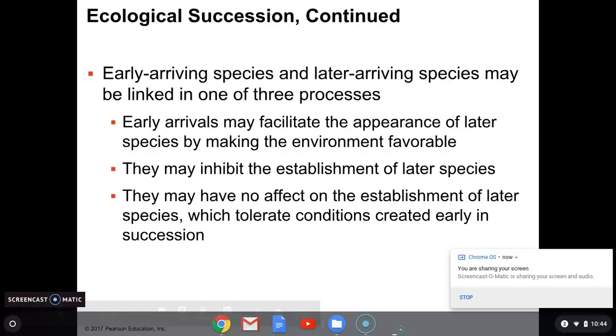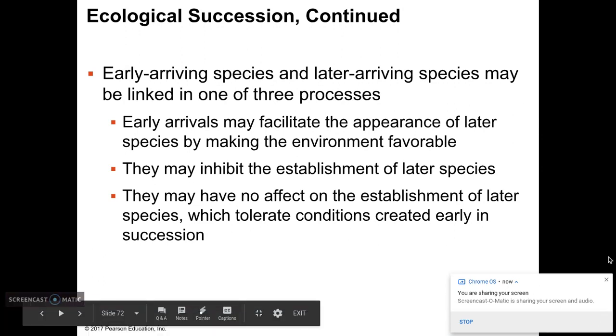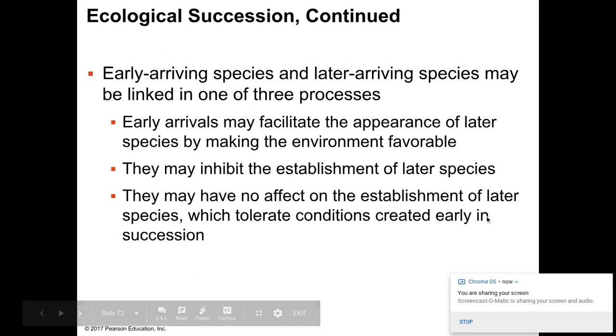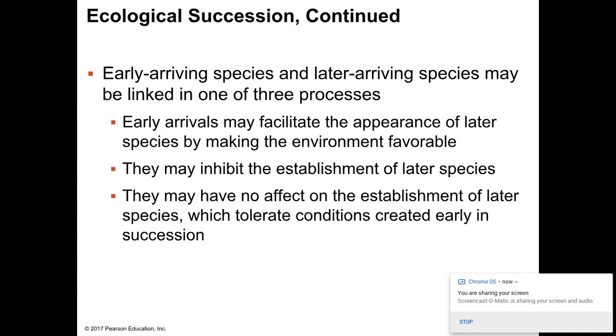Welcome back. This is part 3 of the Chapter 54 lecture on community ecology. We left off talking about succession, and we're going to look at how the steps of succession can be linked. Early arriving species are often going to change the ecosystem, and then later arriving species will thrive based off of those changes.